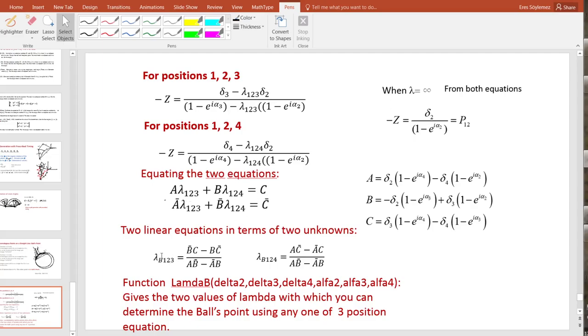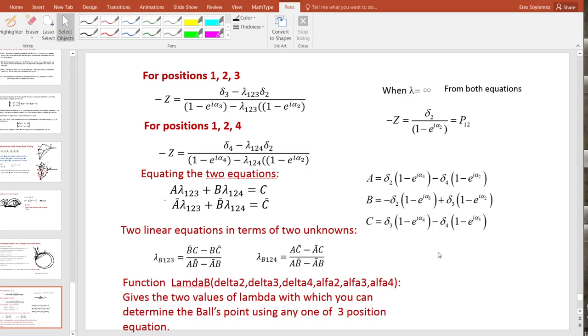And you end up with lambda B123 and lambda B124. These are the values of lambda for positions 1, 2, 3. Instead of lying on a straight line for positions 1, 2, 3, it will also lie on position 4. But it will be the circle defined by these three positions. Lambda B124 will be the circle point. You have to use this equation to determine the Ball's point corresponding to this lambda B123.